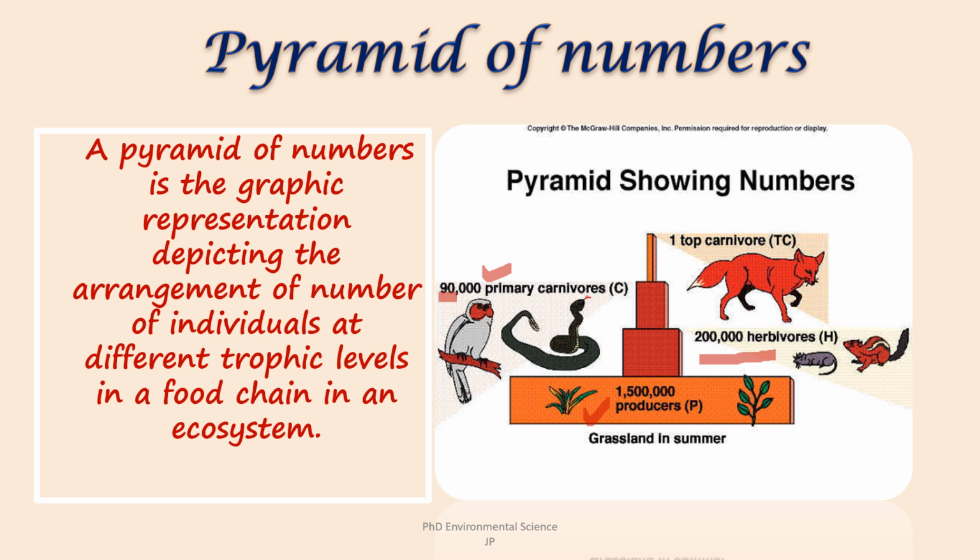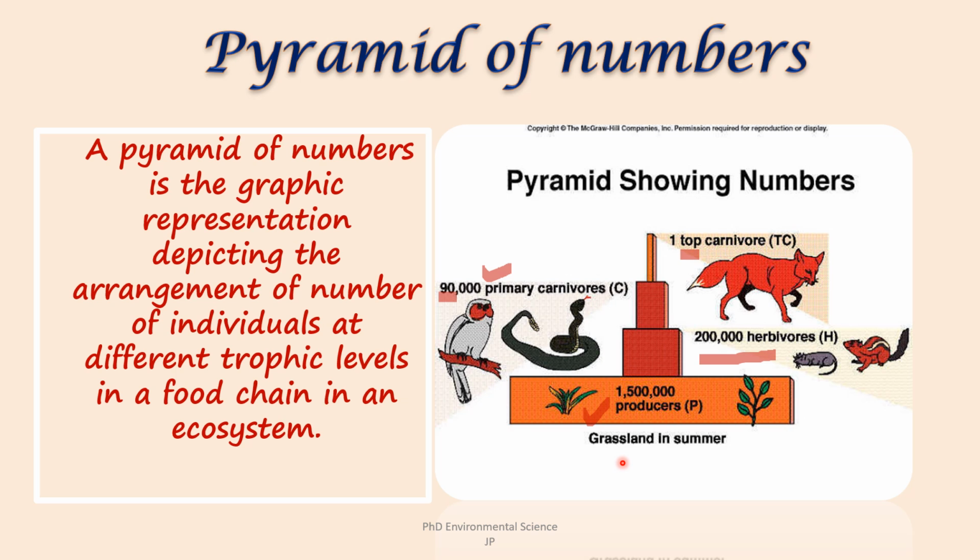Then the fourth level is the tertiary consumers. At the top of the pyramid are tertiary consumers, which are predators that eat secondary consumers. These top predators are usually the fewest in number because they require a large number of prey to sustain themselves.